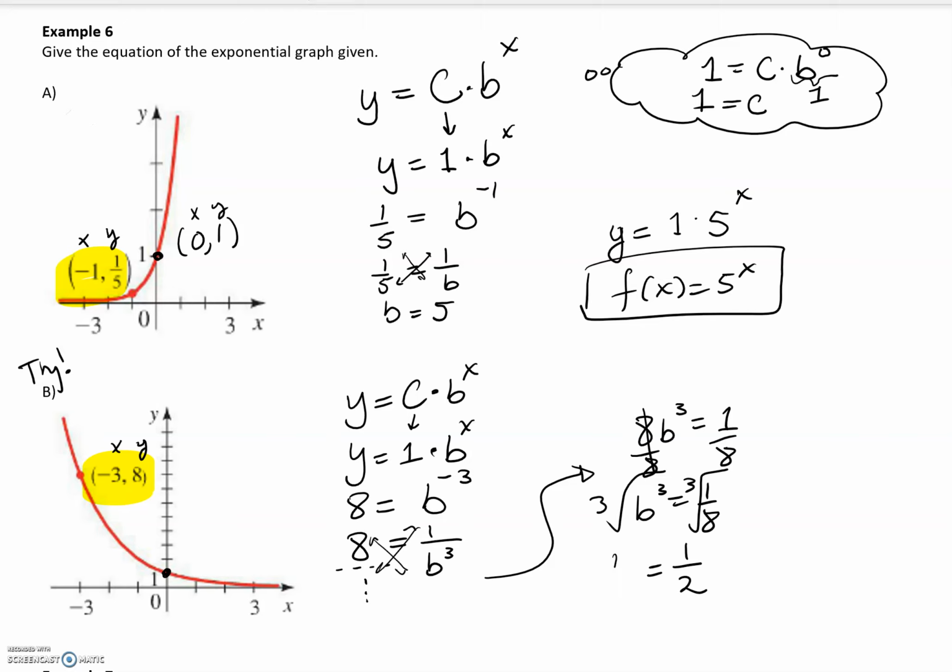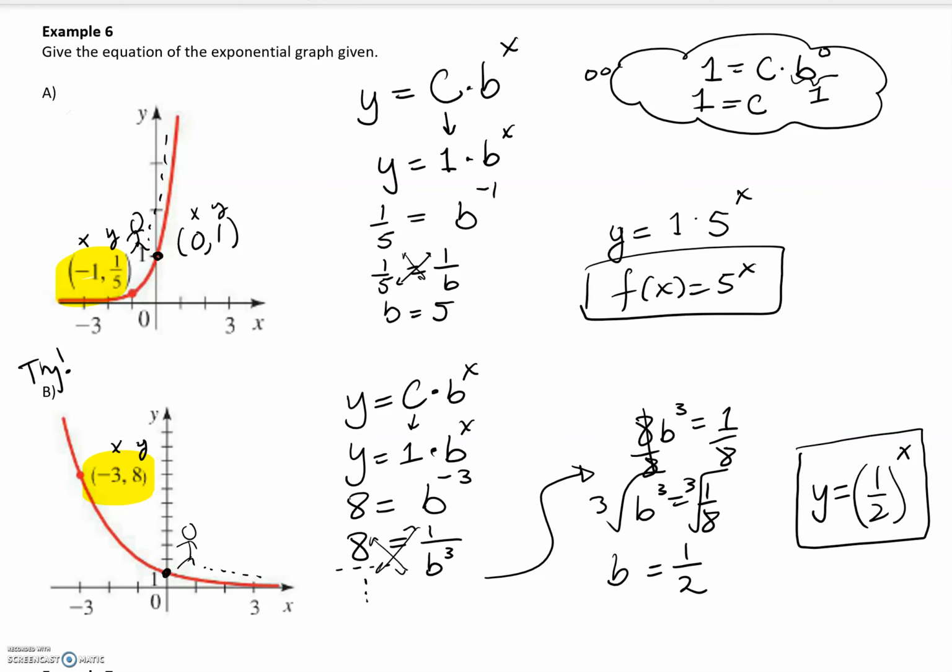Not a y, but a b value. So my b must be 1 over 2, which means my function is y equals 1 was the initial amount, a half to the x. And that makes sense because the graph clearly shows a decay. As I'm going to the right, I'm going down, versus the previous one, as I was going to the right, I was going up. So things make sense for that one.